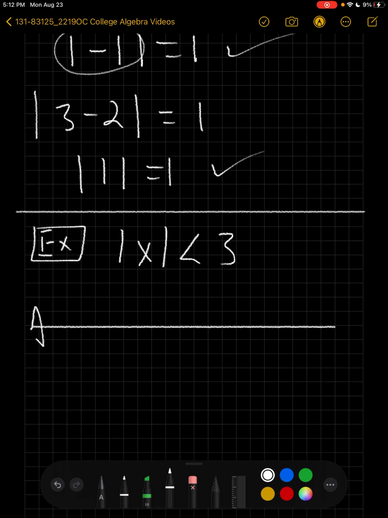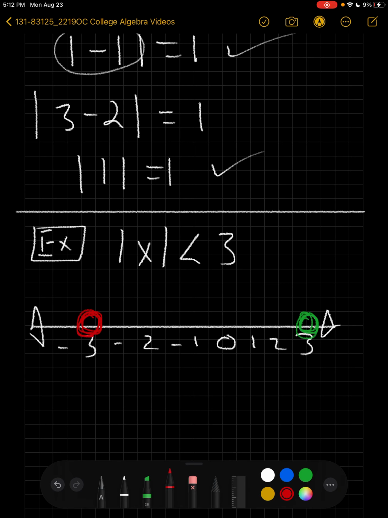Taking a look at our number line, what this is telling me is that our distance from 0 is smaller than 3. So what I'm going to do is look at the points that have a distance from 0 of 3. So here, my distance from 0 is 3. And here, my distance from 0 is 3 in the negative direction.